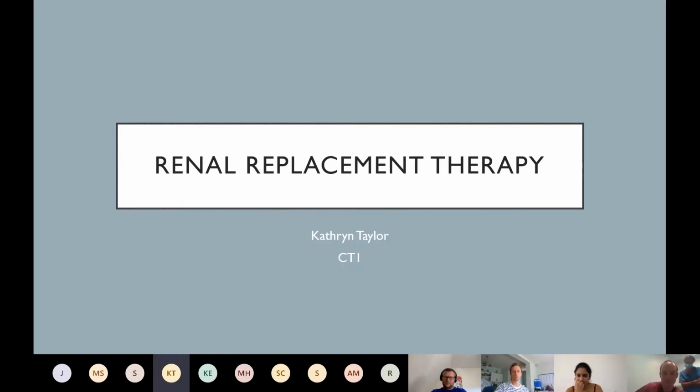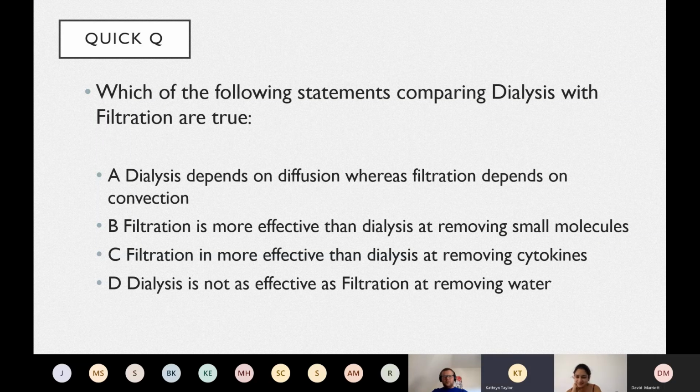Hi, I'm Kathyrn. I'm one of the CT1s from the north. Thank you for letting me crash your teaching. So I'm going to talk about renal replacement therapy. Any questions, please direct them to Dr. Bell and not me. If you could just write down the answer to these, I'm going to give you 30 seconds because we're going to do a whole section on questions. But this is just a little question to get you going.